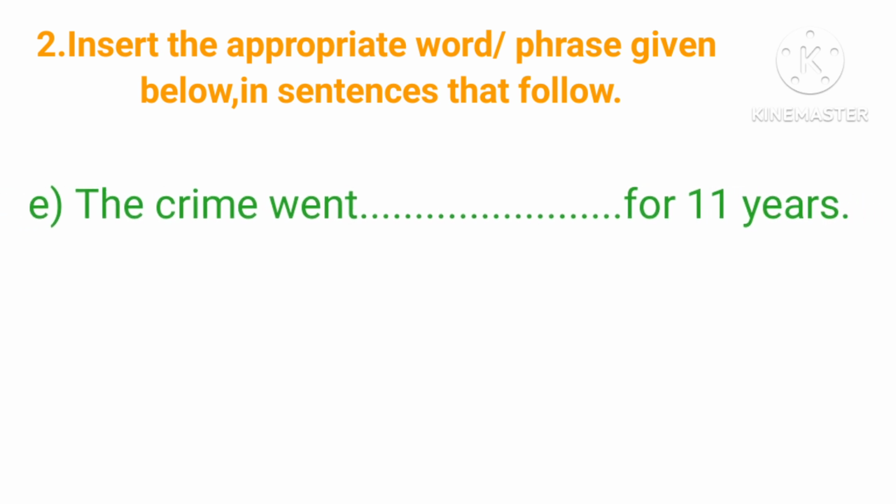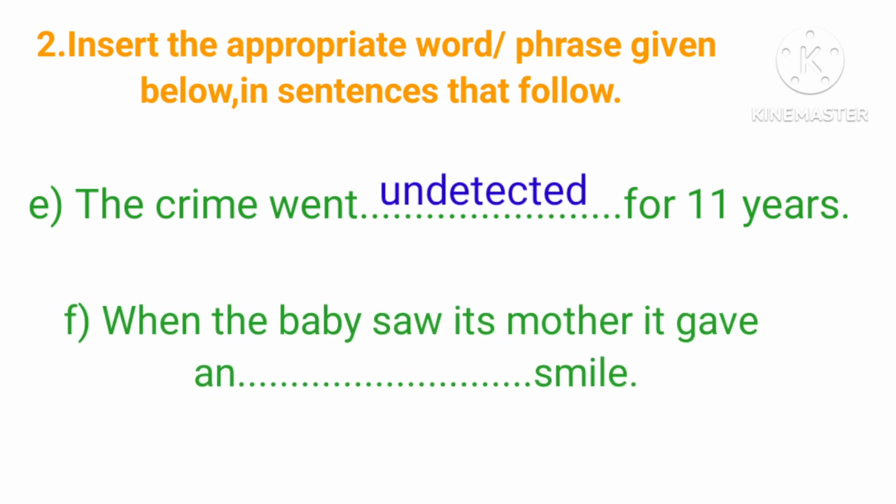E: The crime went blank space for 11 years. Here in this blank space we will write undetected. F: When the baby saw its mother, it gave an blank space smile. Here we will write appealing.